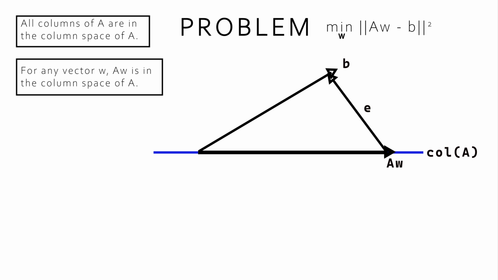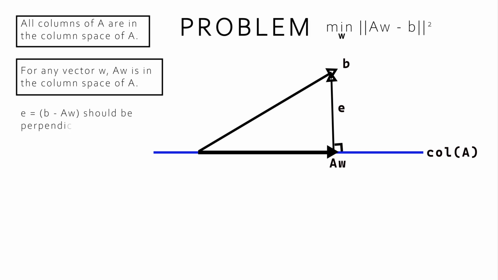It is clear from this diagram that the minimum norm of E will be achieved only when E is perpendicular to the column space of A. In other words, E equal to B minus AW should be perpendicular to every vector in the column space of A.